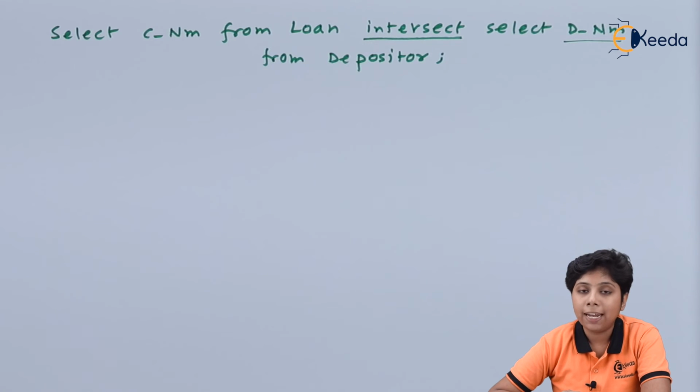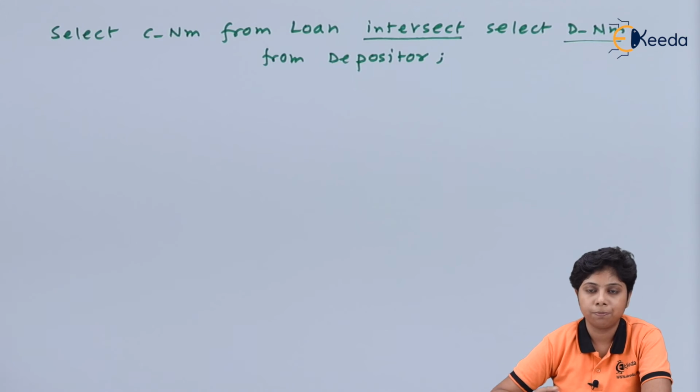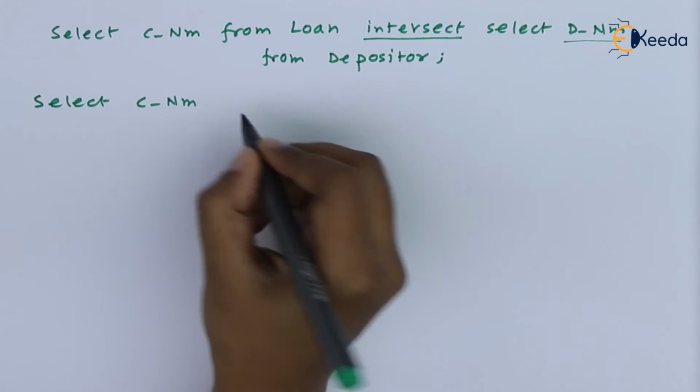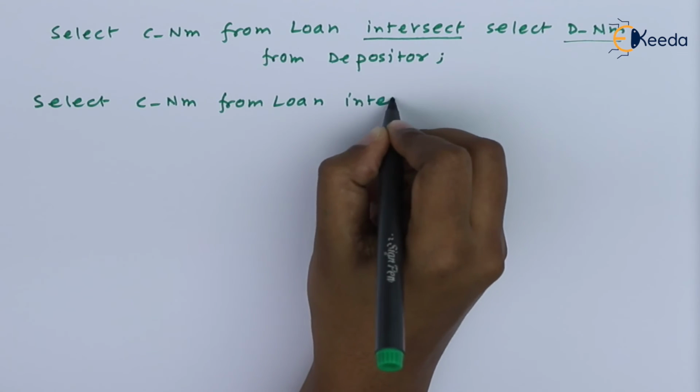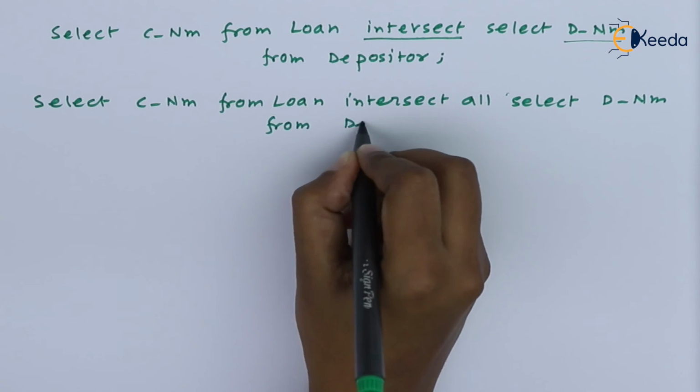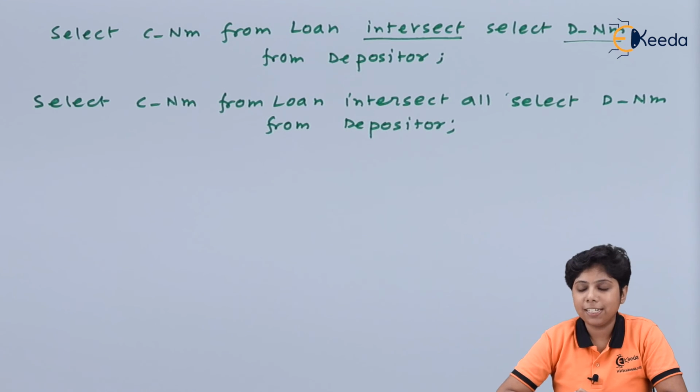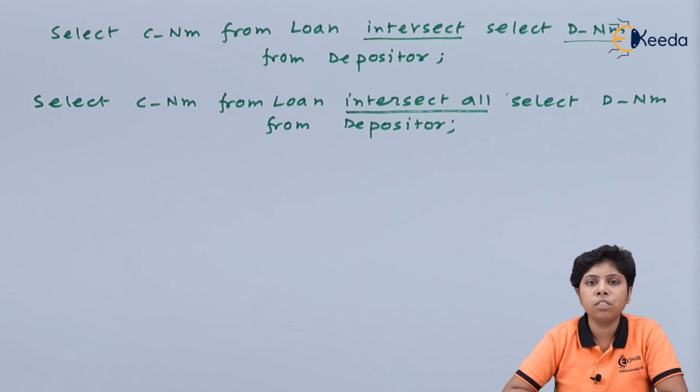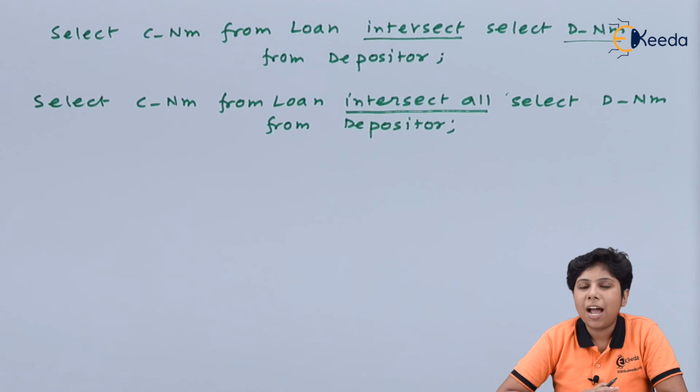Now again, like the union operation, if we want all the values or names to be duplicated and repeated every time, we have to use the keyword intersect all. Otherwise we can put the distinct keyword as in the union operation. Now we can see that the intersect all keyword is used to keep all the duplicated values, and the distinct keyword can be used the same way as in the union operation.